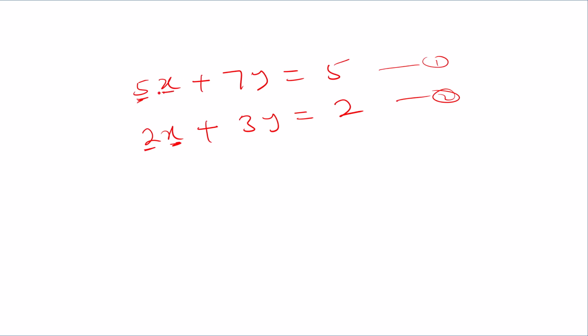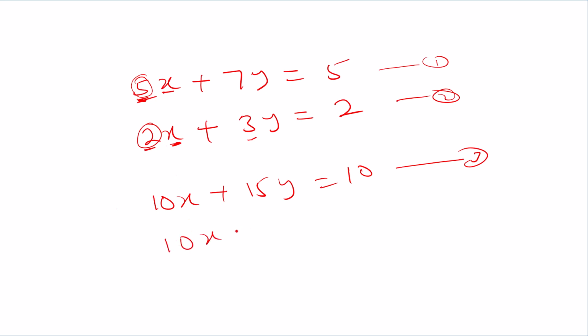So we are going to balance equations 1 and 2 by multiplying equation 2 by this 5, and doing the same to equation 1 by using this 2. If I multiply equation 2 by 5, I get the new equation 10x plus 15y equals 10. Let's name this the third equation. Now let me also multiply equation 1 by 2: 10x plus 14y equals 10. Now let's look at the new equations. The coefficient of x is 10 in both, so with this we can eliminate x because the coefficients are equal.